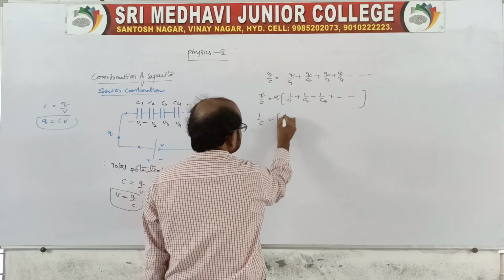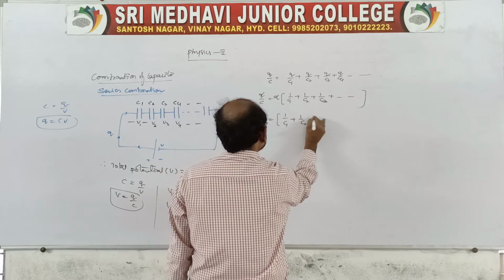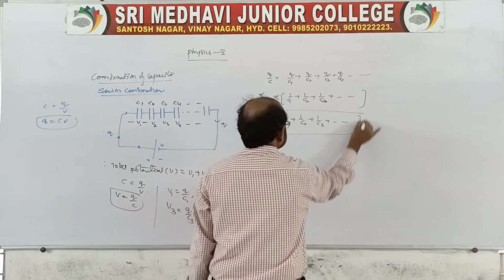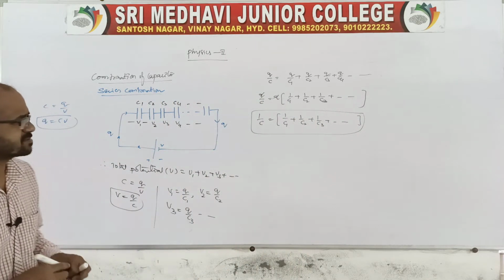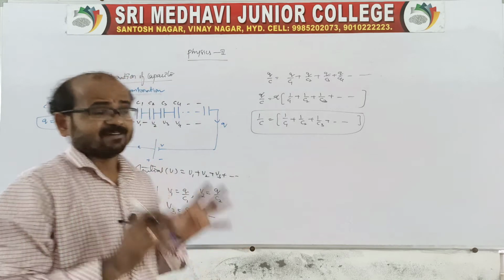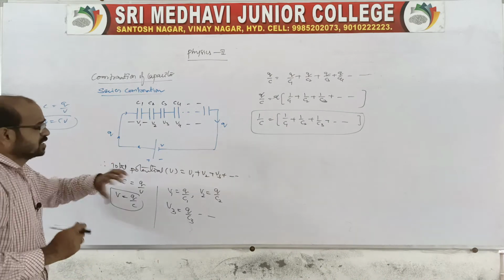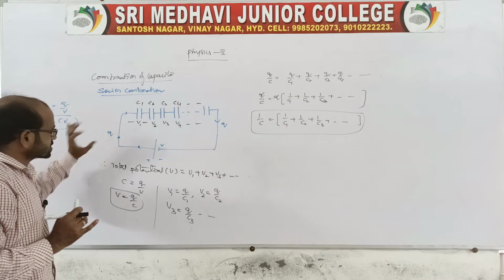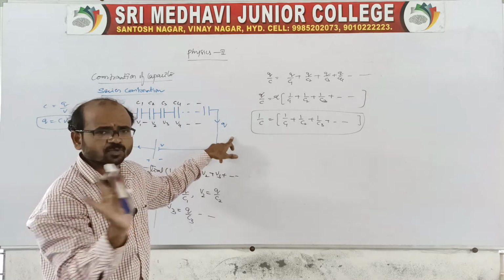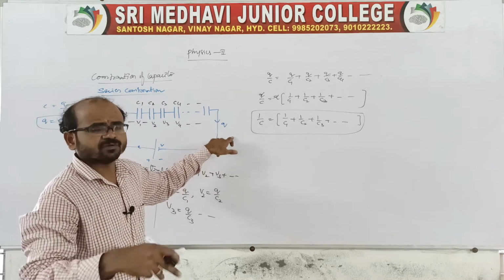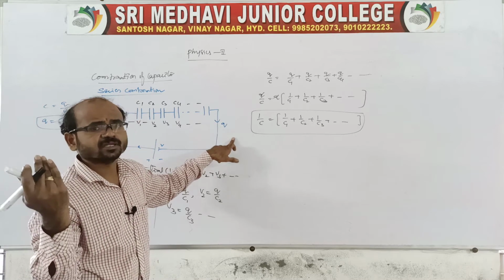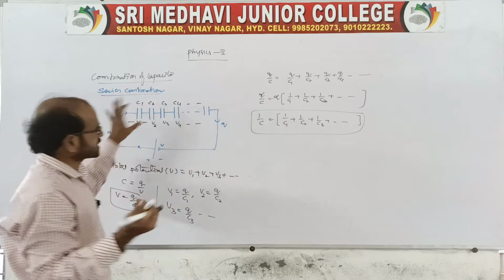Because the charge remains the same, no? So the final expression will be like this: 1 by C is equal to 1 by C1 plus 1 by C2 plus 1 by C3, and so on. In a series combination, remember, whatever charge we send into the series combination, the same charge must come out. Whatever amount of charge we give, that must come out from the last capacitor. So that is the series combination.